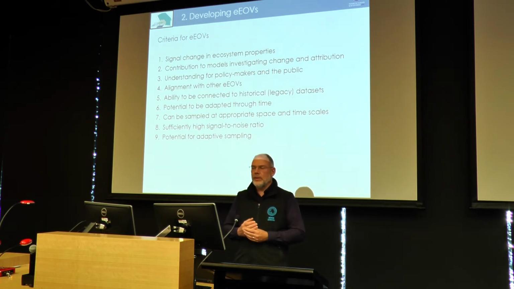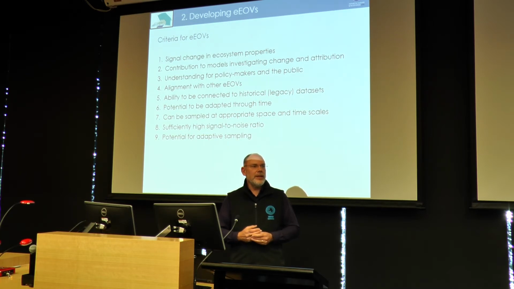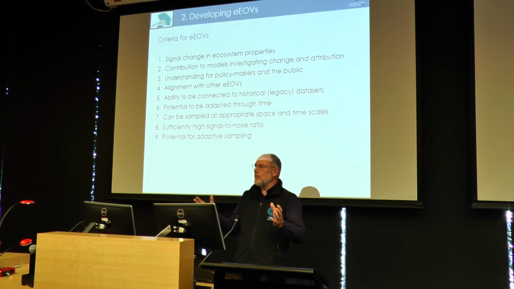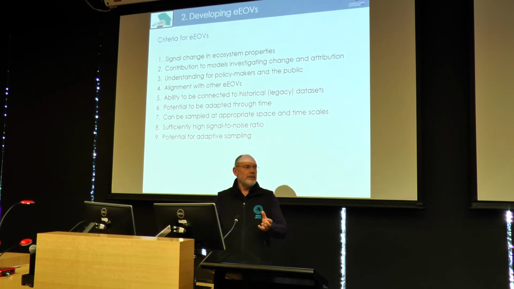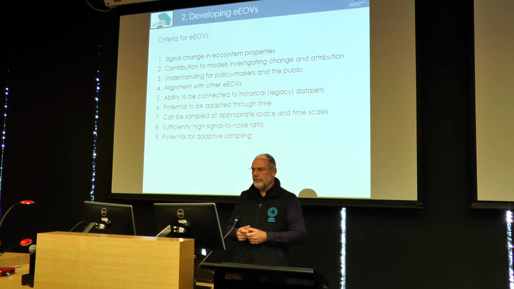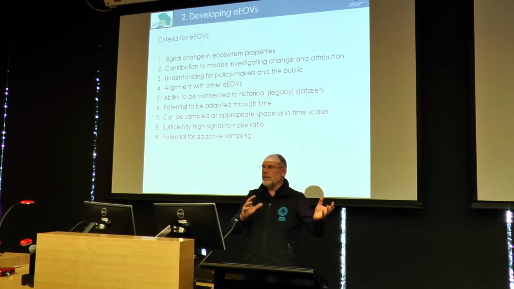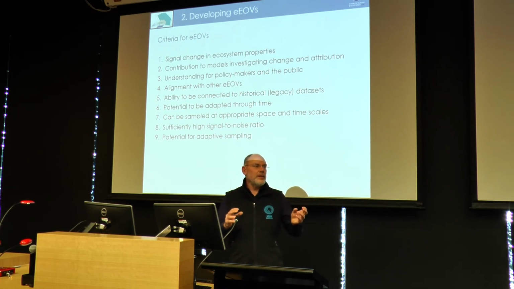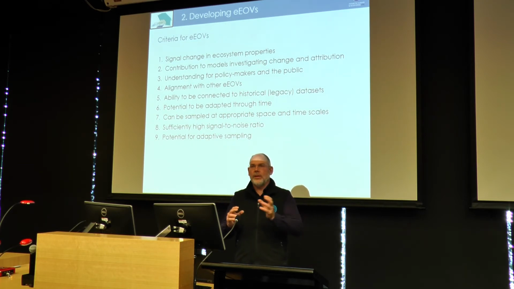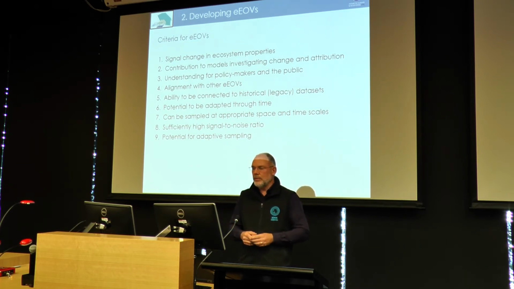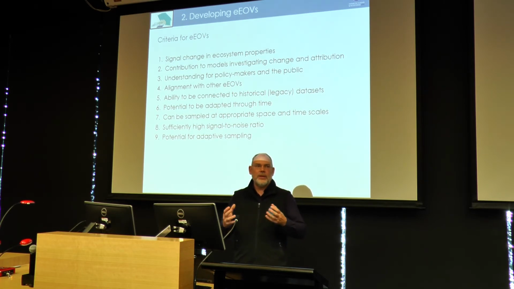Another factor is what alignment does a particular variable have with other EEOVs? Is there a suite of variables that need to be measured together in order to make sense of something? We need to be able to understand that. And something about alignment is the historical data sets. I liked the talks yesterday afternoon, which were talking about how you knit together the historical data sets, which are very patchy in space and time, and how you make use of those in the context of the data streams that we now have. So having EEOVs that help that knitting process would be a good thing.